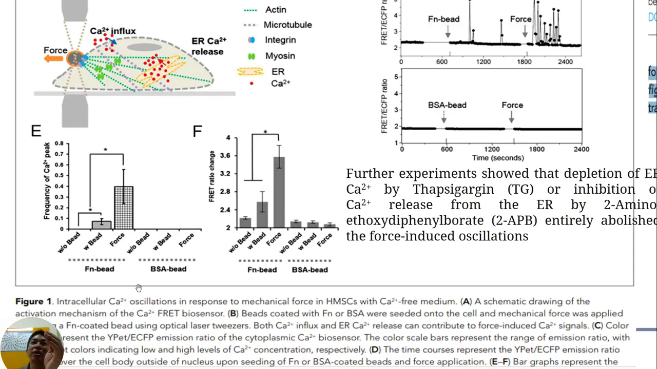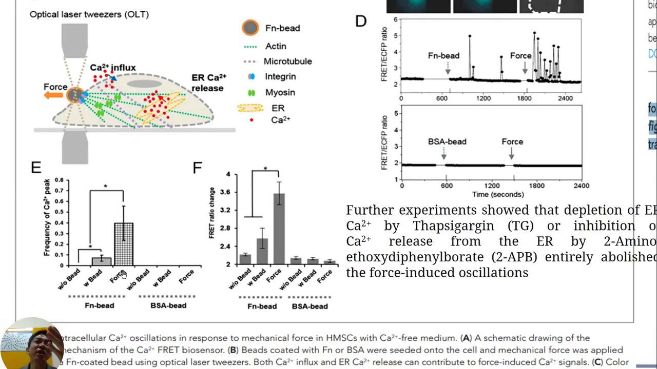And here, the important thing is that you may have some question. Okay, the previous paper showed calcium oscillation, right? Here, no calcium oscillation without bead. What happened? Because they cultured the cells under calcium-free media. So we can say that this force-induced calcium influx, calcium oscillation, is coming not from the cytoplasm, not from the cell media calcium, but from the ER calcium. We can easily think about that, right?